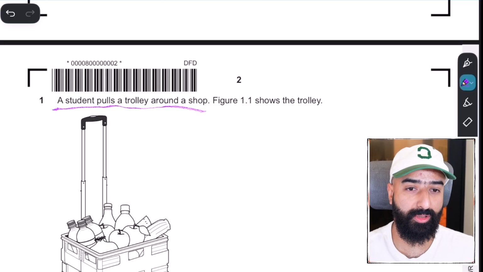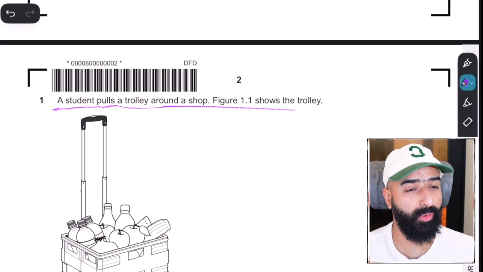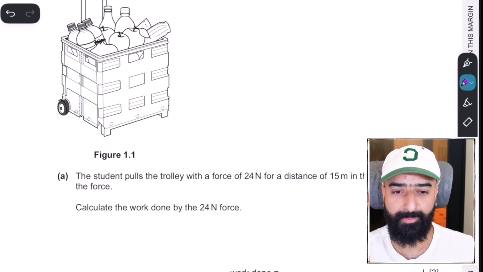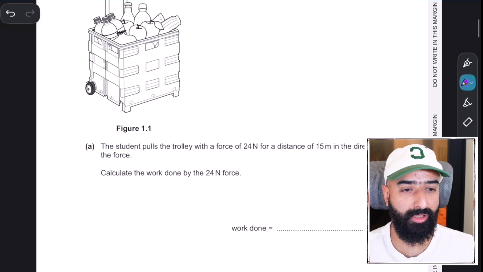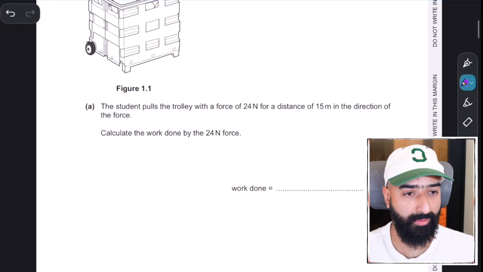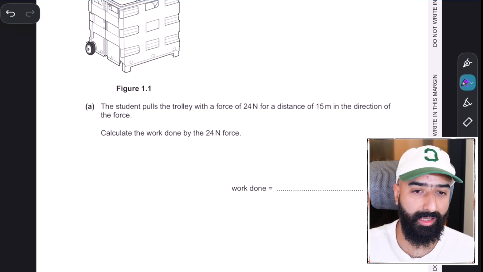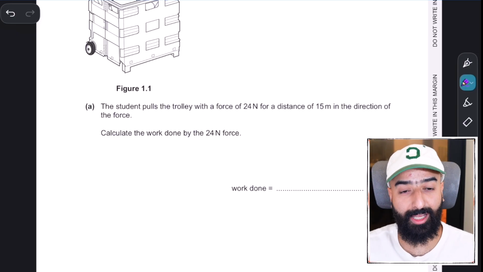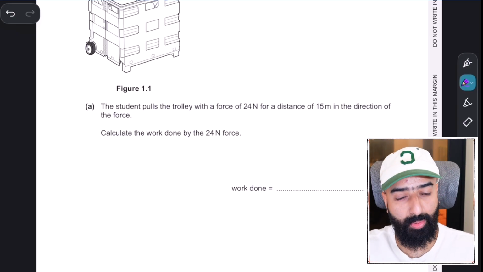A student pulls a trolley around a shop. Figure 1.1 shows the trolley. The student pulls the trolley with a force of 24 Newton for a distance of 15 meters in the direction of the force. Calculate the work done by the 24 Newton force.